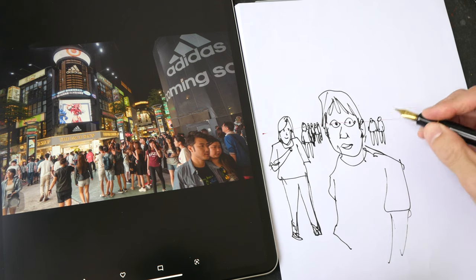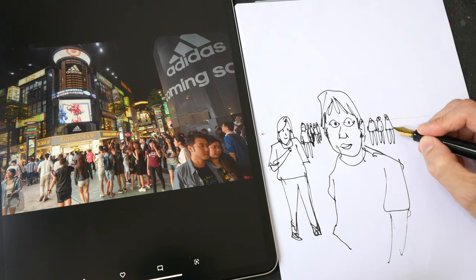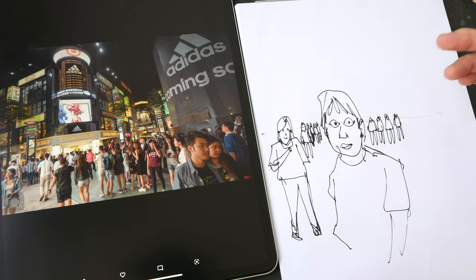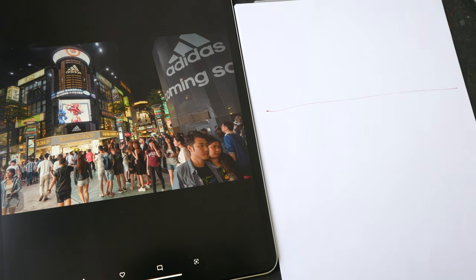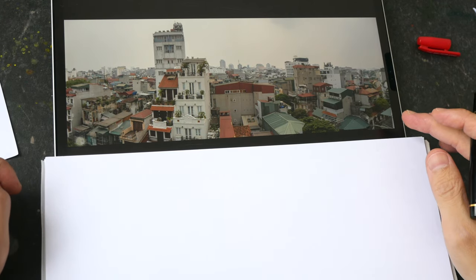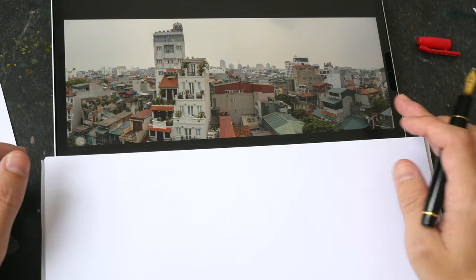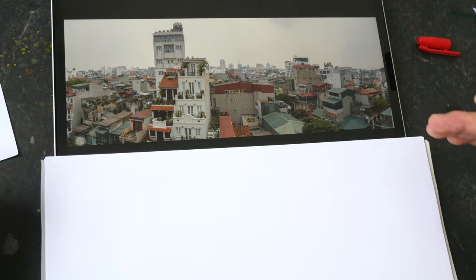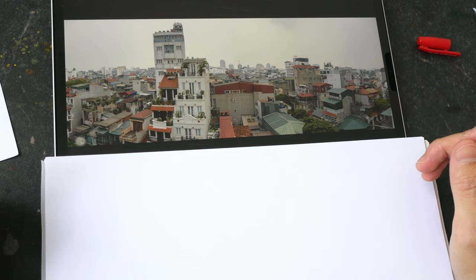Now, if you are squatting down and your eyes intersect the waist level of all these people, then all the people in the scene, you have to make sure that their waist will be on the horizon line. Here's another wonderful photo. This is Hanoi, and we can see a lot of buildings that obstruct the horizon line behind. But all these buildings, they are still affected by perspective.